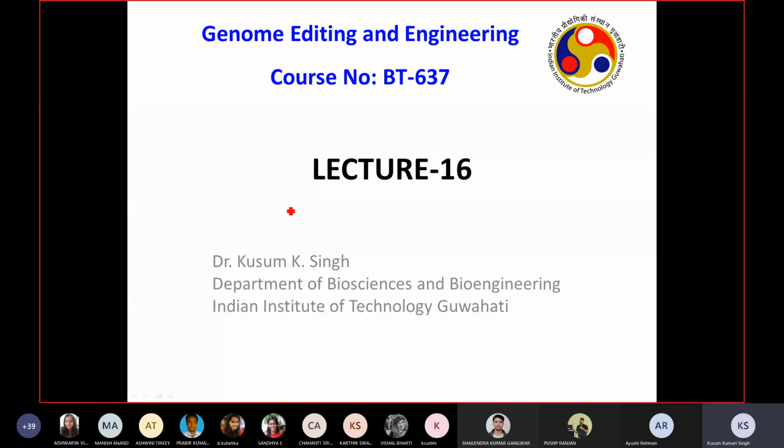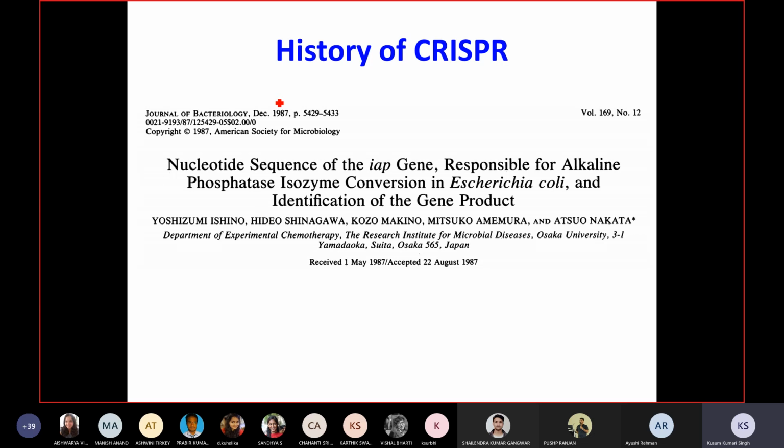So let's start this whole topic of the CRISPR-Cas system. Basically, we will go from the first, like how it was discovered. And for the CRISPR-Cas system, the story starts with this paper.